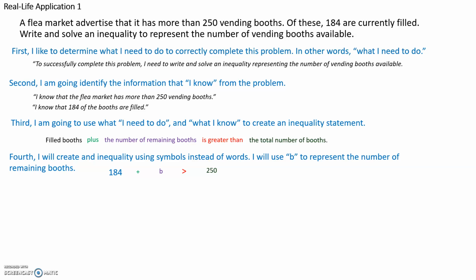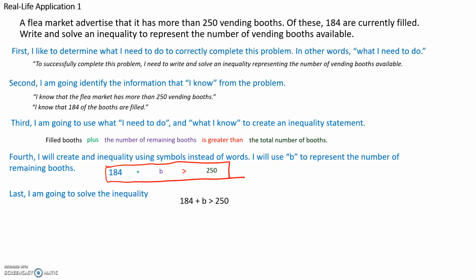I completed the first part of the problem, so I'm going to box this off. I'm not going to just leave it there for my teacher to check; I'm going to box it off so that when I write my answer, I know to go back to that point. Last, I'm going to solve the inequality. If 184 plus b is greater than 250, I'm going to take away 184 from both sides. These cross each other out, the b drops down, and I'm left with 66.